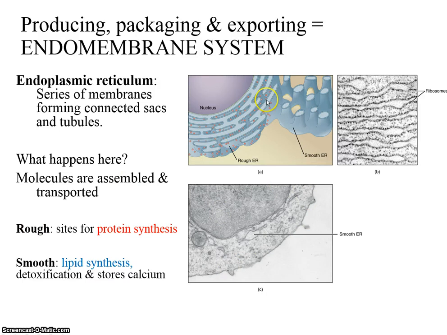Now, if there are no ribosomes associated with the endoplasmic reticulum, it is called smooth, and it does not participate in protein synthesis, because it's the ribosomes that are really important here. We say that smooth endoplasmic reticulum is important for lipid synthesis, for storage, and for detoxification.